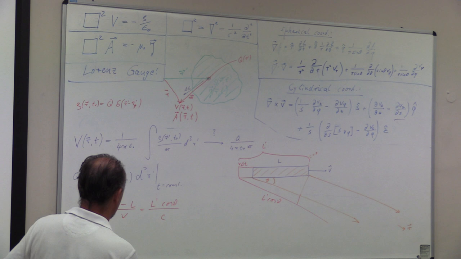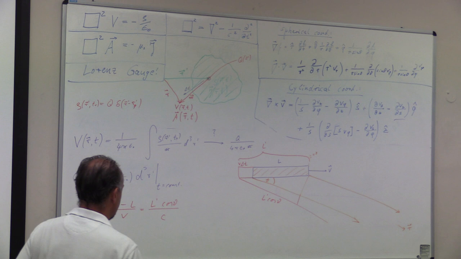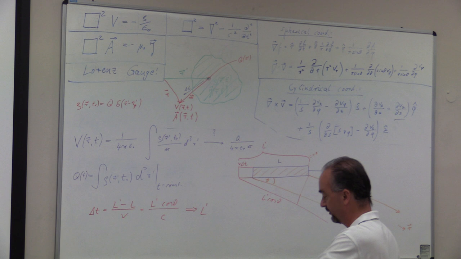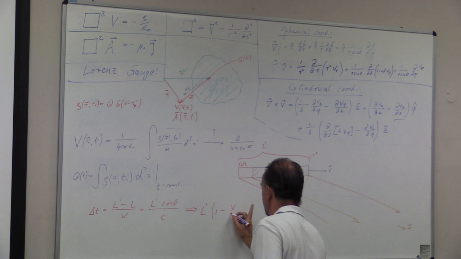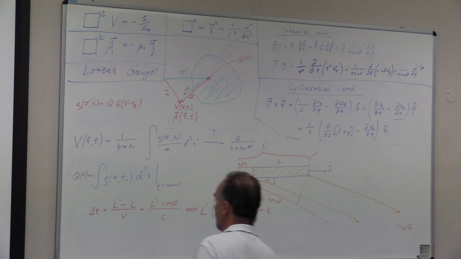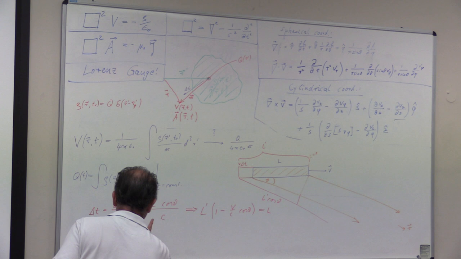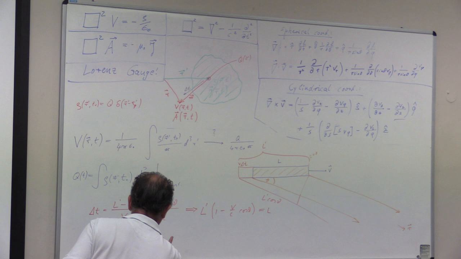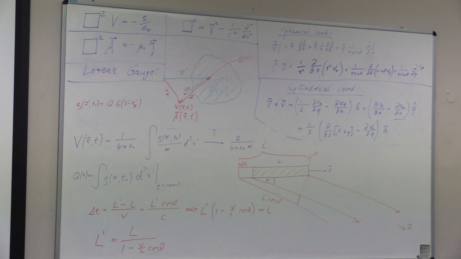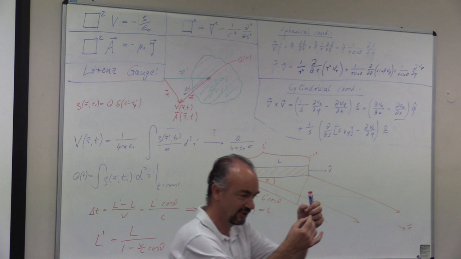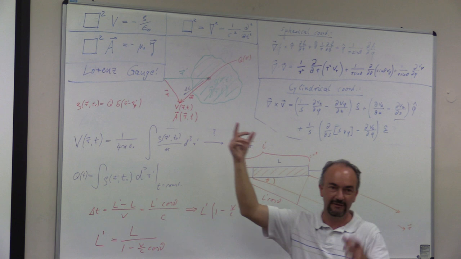So that means, this is the same time, we can solve this for the volume that we actually measure. So 1 minus v over c cosine theta times L prime equals L. That means the length in this direction over which we have to integrate so that everything reaches us at the same time is the actual length, or the actual volume, divided by some correction factor, 1 minus v over c cosine theta. So the volume, no matter how small the charge actually is, even if it's almost down to a point charge, we still have to take this light travel timing effect, its contraction factor, into account.